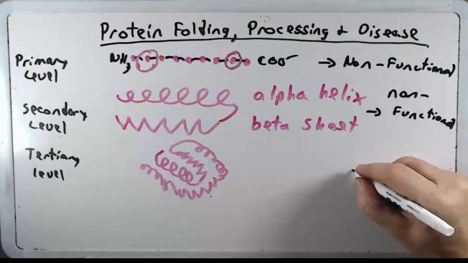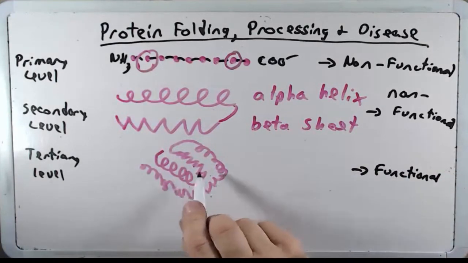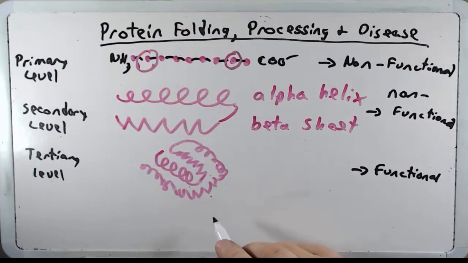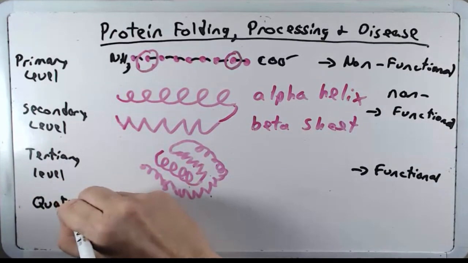Now this form is functional. Sometimes we have to do things to it, which we'll talk about in a moment, to make it functional, but in general, this is the level of folding that we think of as a functional protein. Now, there's one last one called the quaternary structure.